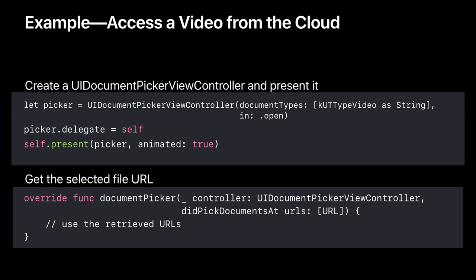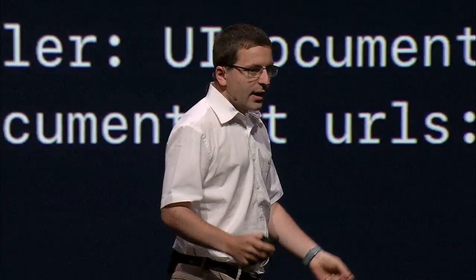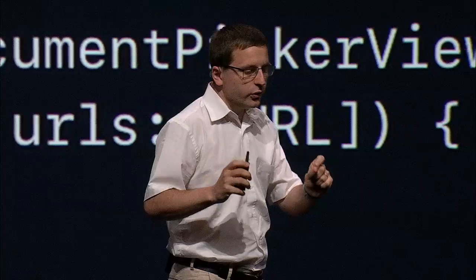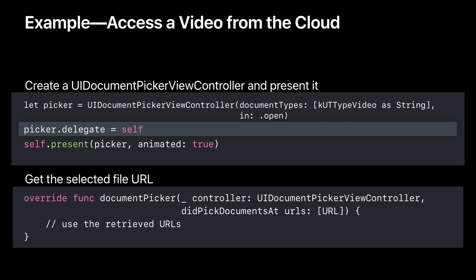So let's say we want to let our customers access a movie they have stored in the cloud. This is a great use of your document picker view controller. You create a document picker view controller, and you specify the types of file you want your users to choose as a first argument. And the second argument is one of the constants we have described on the previous slide. Then you set the document picker's delegate, because this is how you get notified that your customer has chosen a file, and you present it.